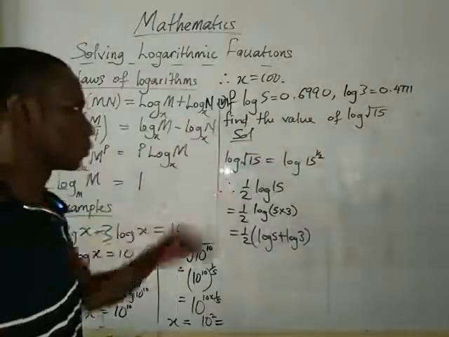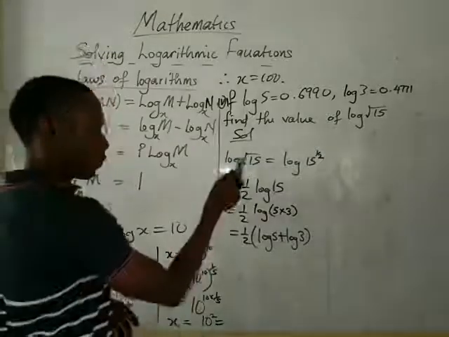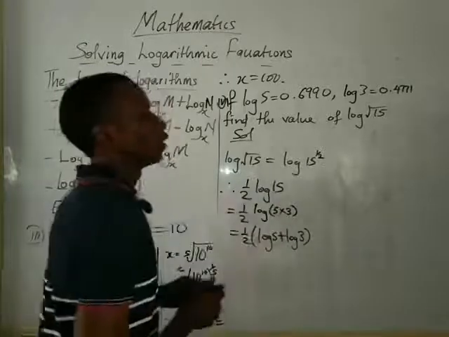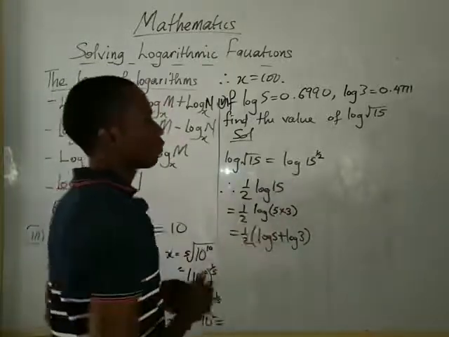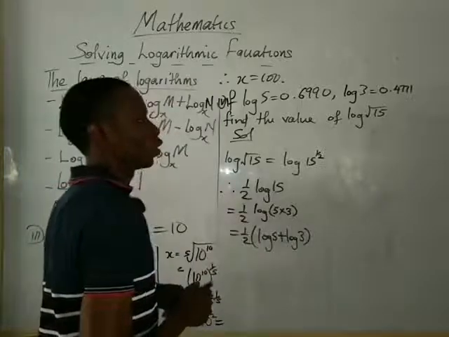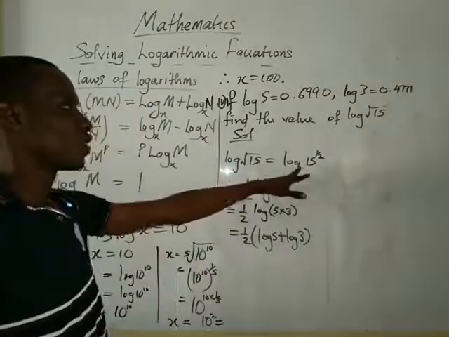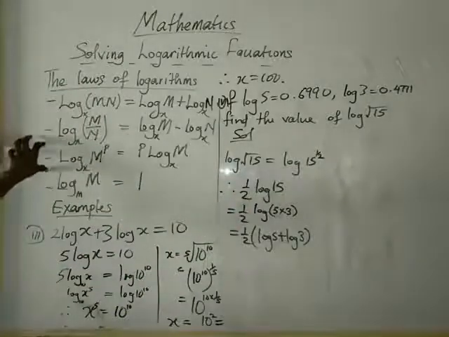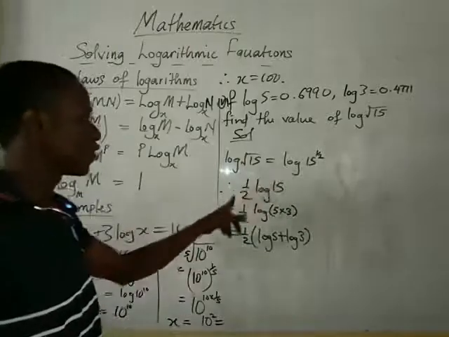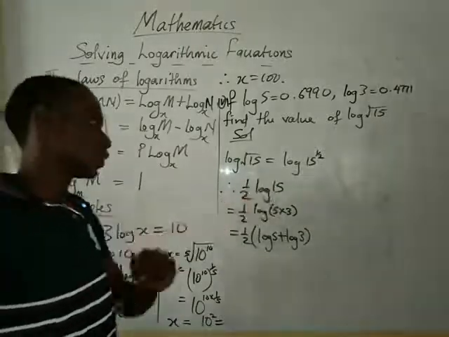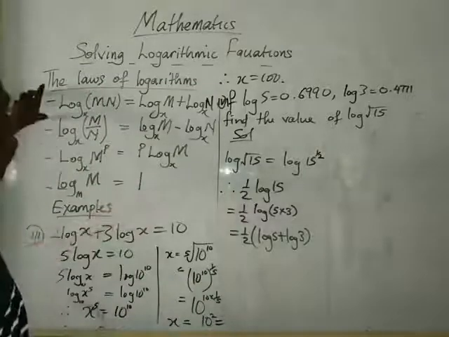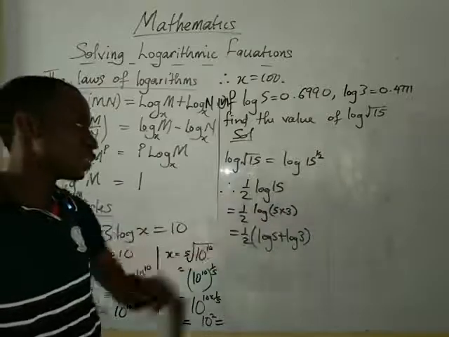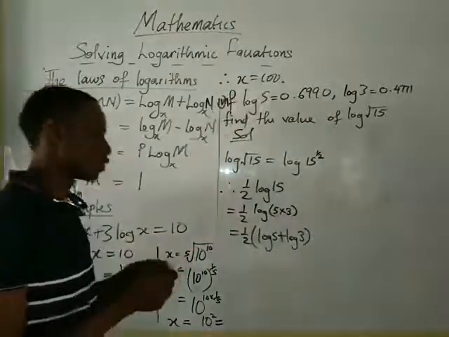Log root 15. From my solution, as we know, root 15 according to indices can be written in another form as 15 raised to the power 1 over 2. So log 15 raised to the power 1 over 2, according to the power law of logarithm, would be half log 15. Log 15, according to the product law of logarithm, I can write as log 5 times 3.